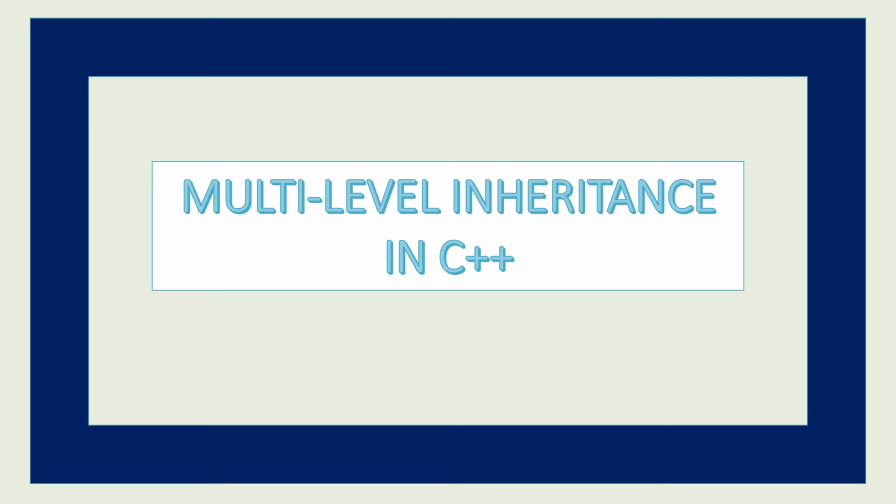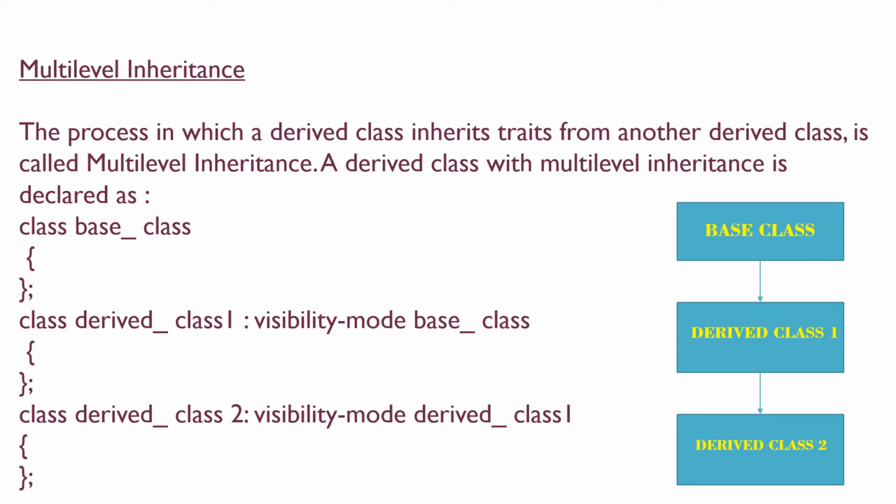Hello students, so today our topic is multi-level inheritance in C++. In the previous lecture we have seen how we do single and multiple inheritance in our program, and today we will see how multi-level works. So multi-level inheritance, the process in which a derived class inherits traits from another derived class, is called multi-level inheritance.